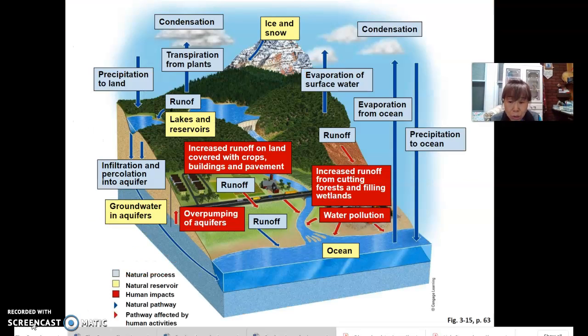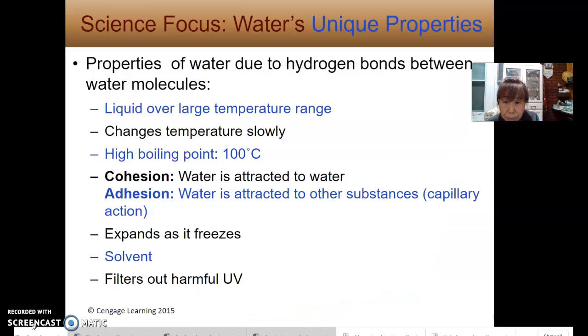So this diagram shows you the water cycle processes. The red boxes are not good. So: increased runoff, land covered with crops, buildings and pavement, over pumping of aquifers, increased runoff from cutting forests and filling wetlands, and so on. So the red parts are human interactions.